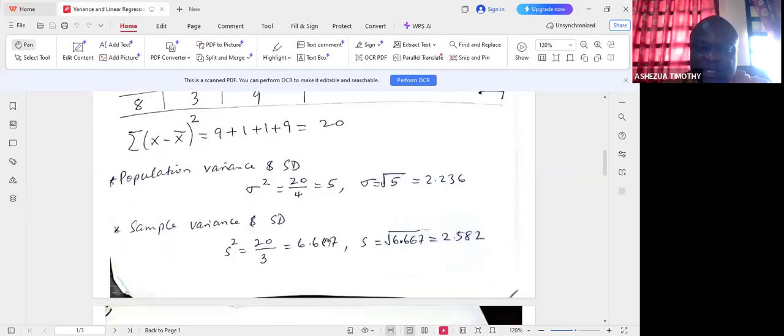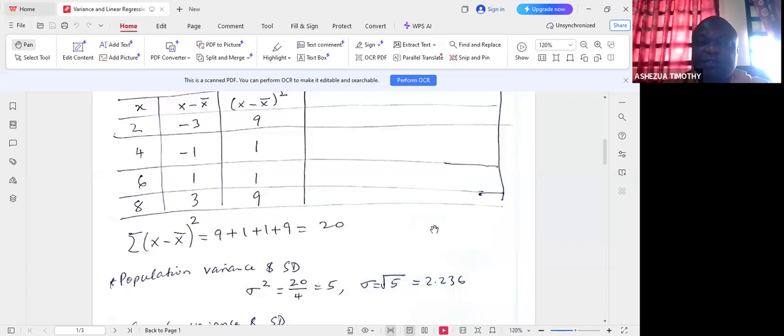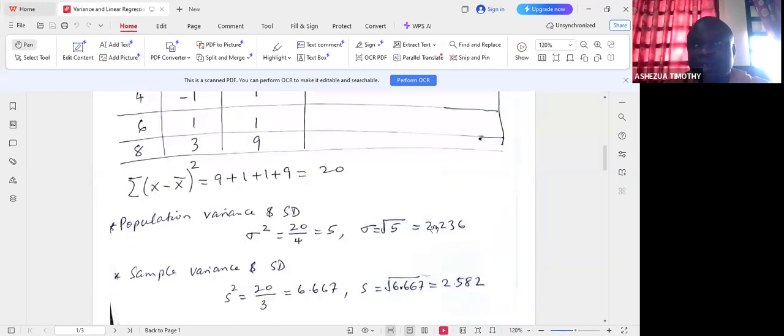20 over 3 gives us this. S squared is equal to 6.667. And of course, s is the square root of 6.667, and this is the result. So this is how to find the variance and standard deviation of data that is not grouped. This is the approach you use in finding the variance and standard deviation.